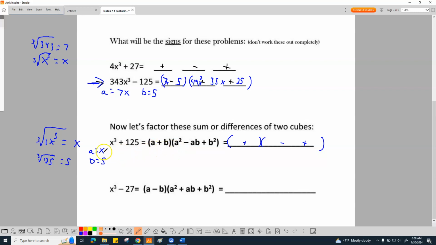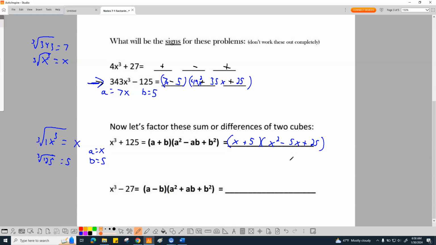So now we just follow the rules. A is x, b is 5, a squared is simply x squared. A times b is 5 and x, that goes together as 5x. And then plus b squared, which is 25. Pretty straightforward. I'm going to go ahead and solve the next example as well.